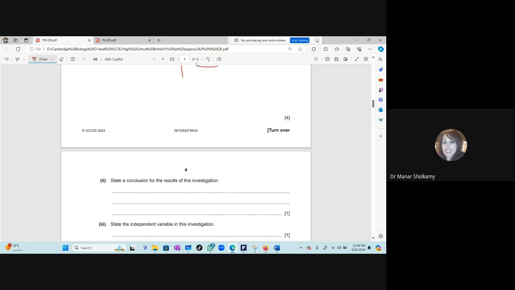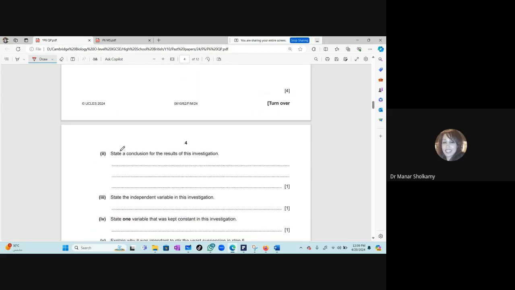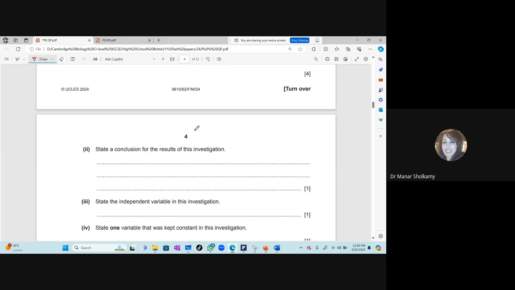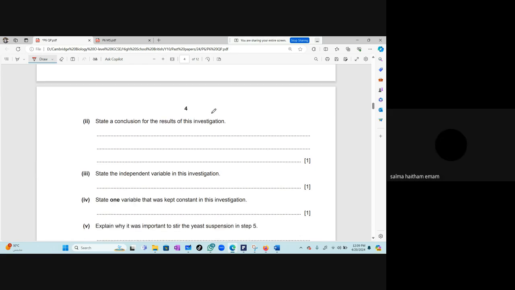Now, state a conclusion for the results. Of course, you will do it here; I will not waste time doing it. Logically, the more the concentration of glucose, what will happen to the rate of the reaction? It will be faster, so it will take less time. So you will write it clearly here that the higher the concentration, the shorter the time for the methylene blue to change color, or in other words, the faster the reaction.